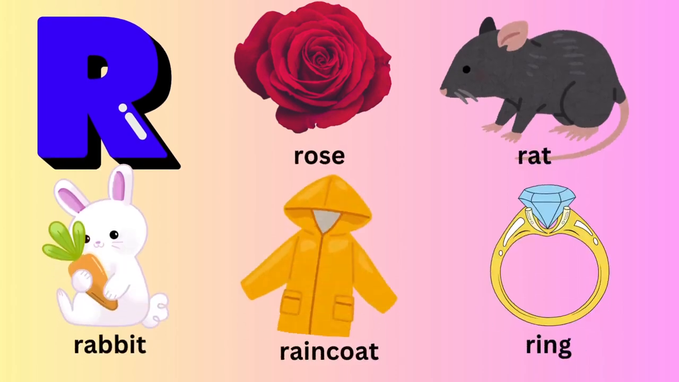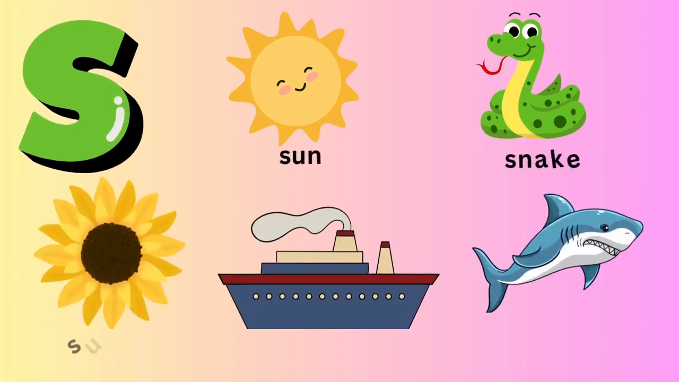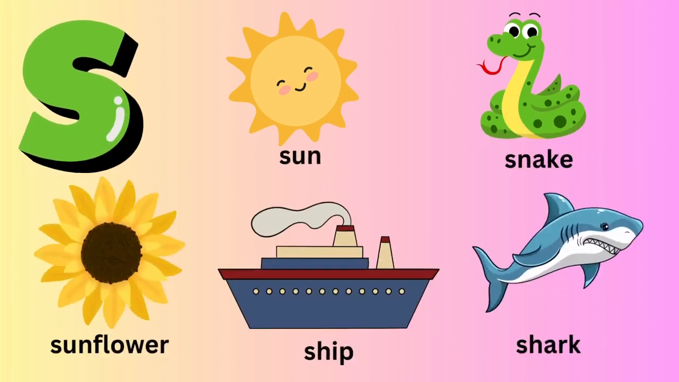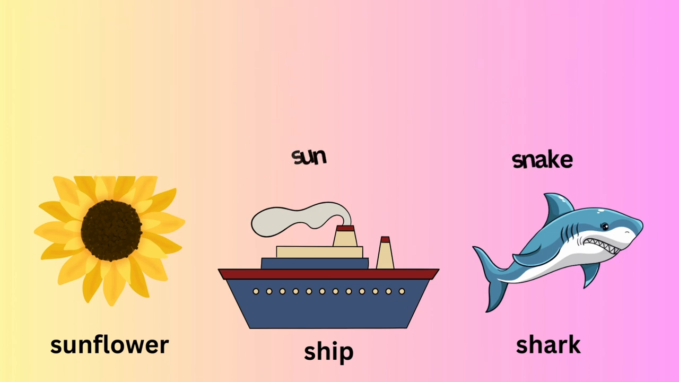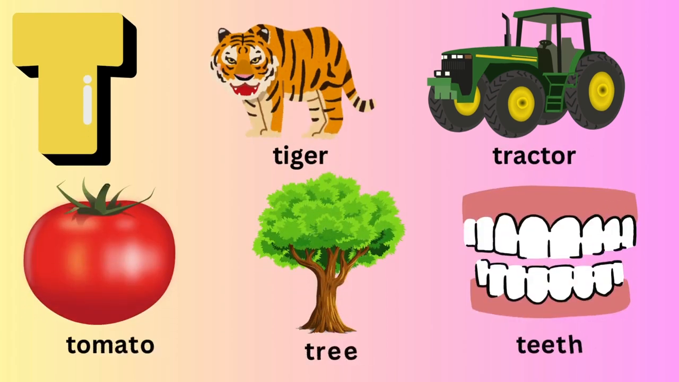R is for rose, rat, rabbit, raincoat, ring. S is for sun, snake, sunflower, ship, shark. T is for tiger, tractor, tomato, tree, teeth.